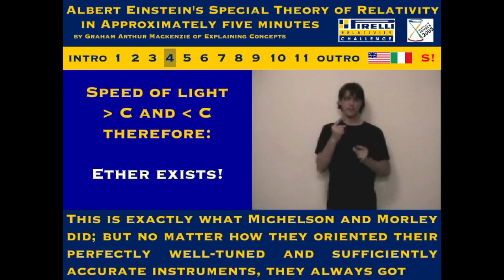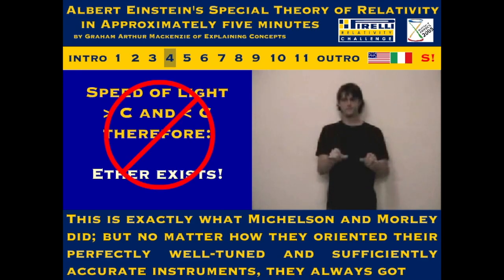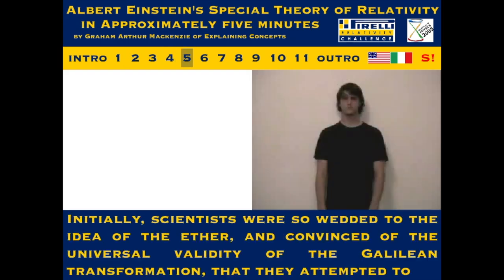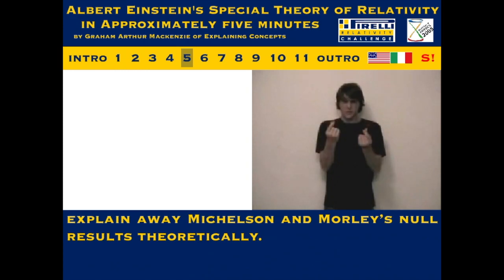This is exactly what Michelson and Morley did, but no matter how they oriented their perfectly well-tuned and sufficiently accurate instruments, they always got exactly the same speed for light. Initially, scientists were so wedded to the idea of the ether and convinced of the universal validity of the Galilean transformation that they attempted to explain away Michelson and Morley's null results theoretically.